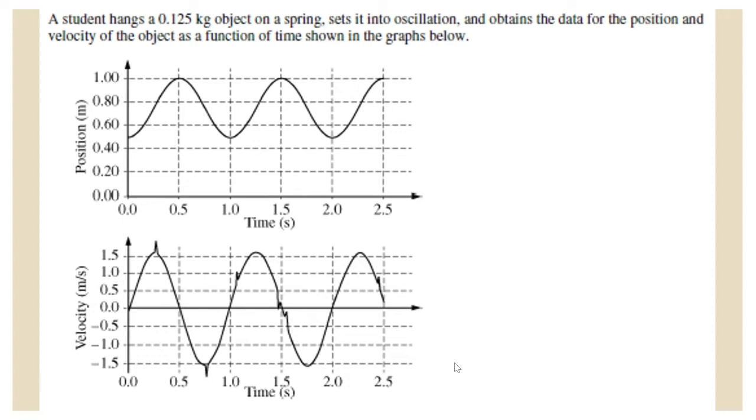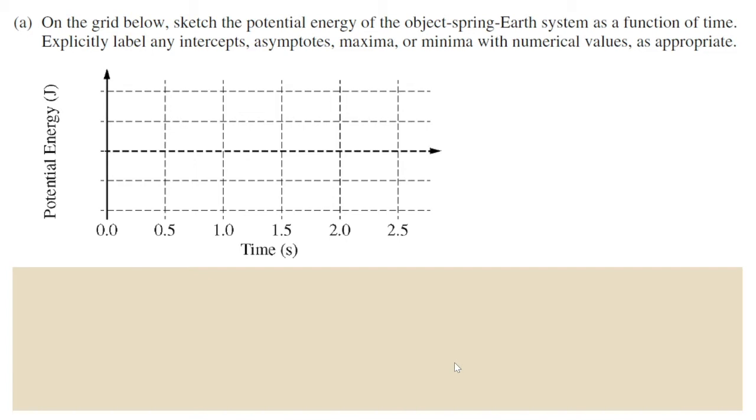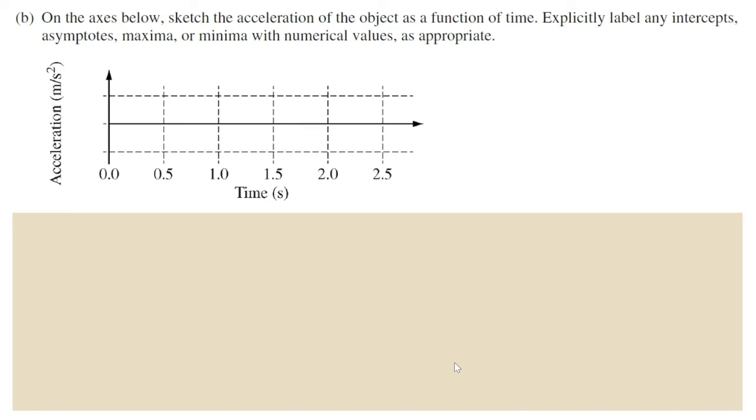So they give us the position and the velocity data. And the first part of the question asks to sketch the potential energy of the object-spring-Earth system as a function of time. And it says to explicitly label any intercepts, asymptotes, maxima, minima with numerical values as appropriate. And then part B asks for you to do the same thing, but with the acceleration.